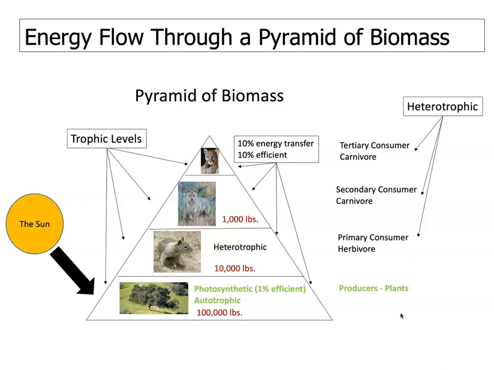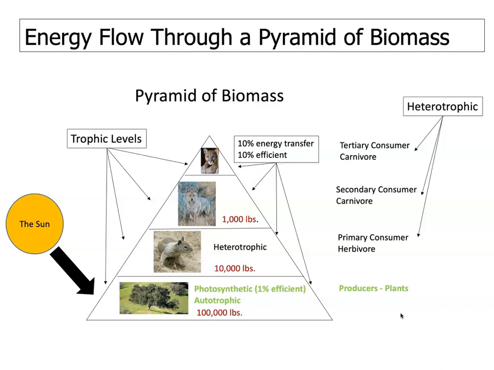The bottom level, plants, are producers because they're capable of producing their own food. The rest of the trophic levels in this pyramid consist of consumers. And our California ground squirrel is a primary consumer. He's an herbivore and he feeds on plants.